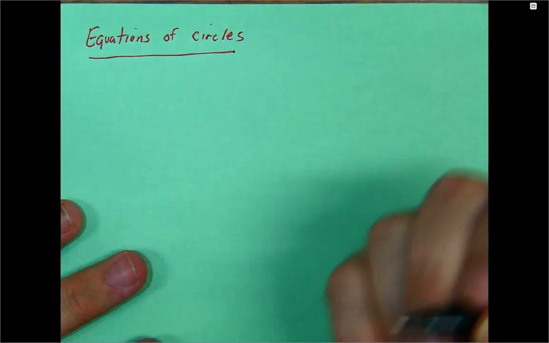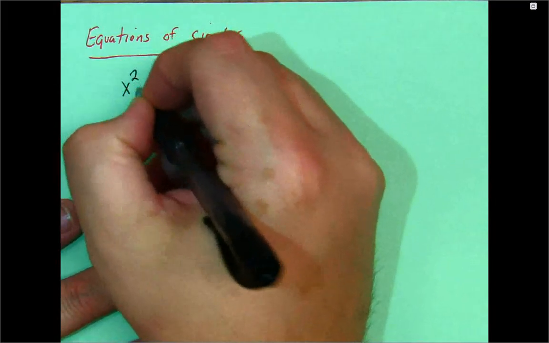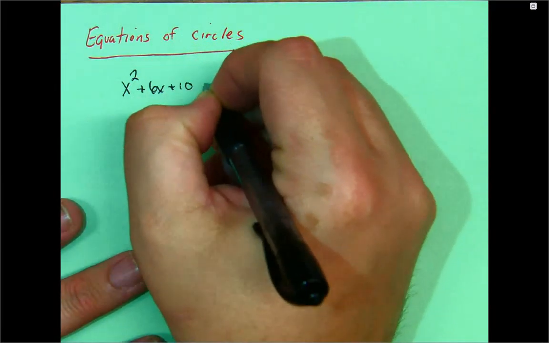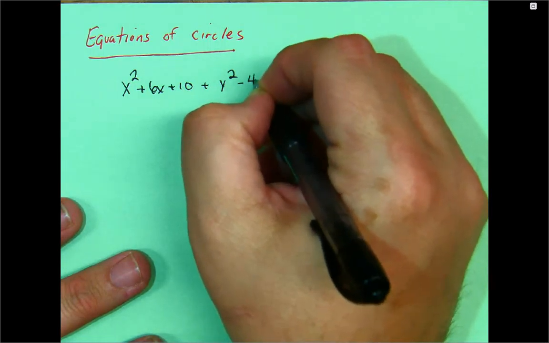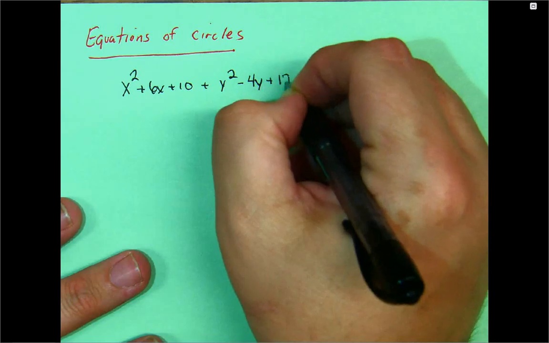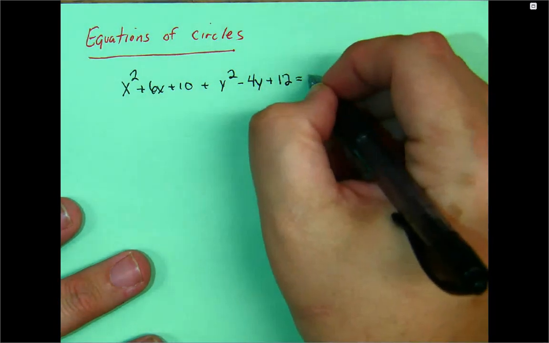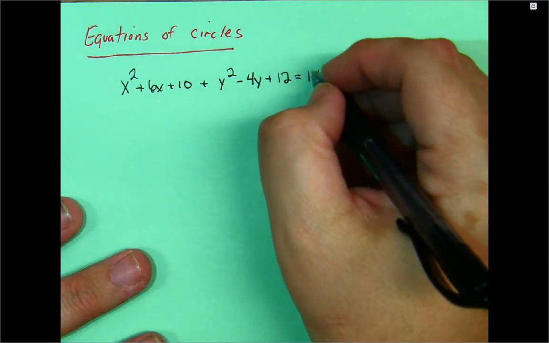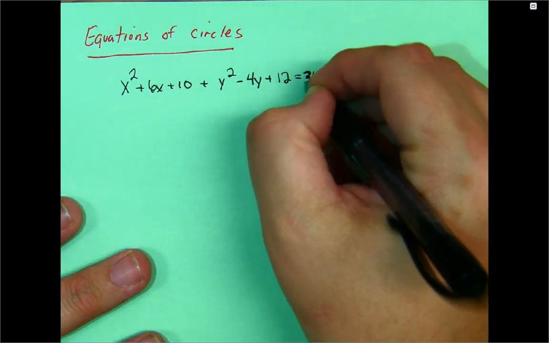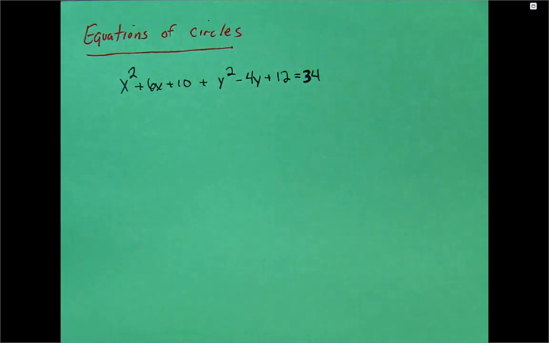But when it comes to circles, you're going to get something like this. x squared plus 6x plus 10 plus y squared minus, let's say, 4y plus 12 is equal to 14. No, let's not do 14. Let's do 34. Alright, so now you have this equation, and I'm going to show you how to do this. We're going to go step by step on what we need to do here.